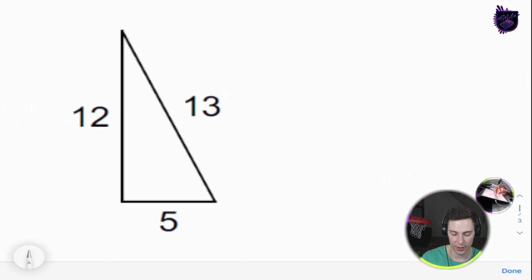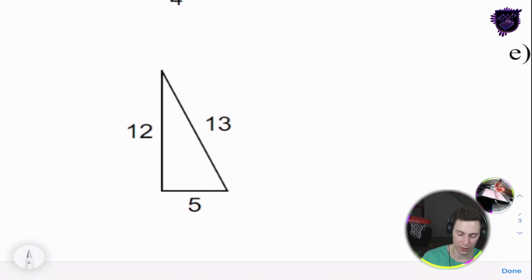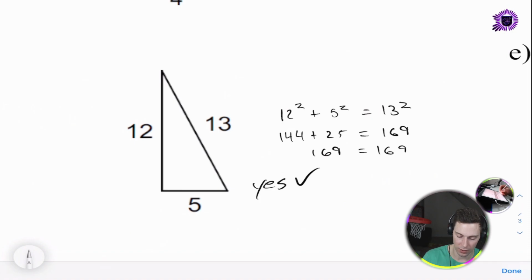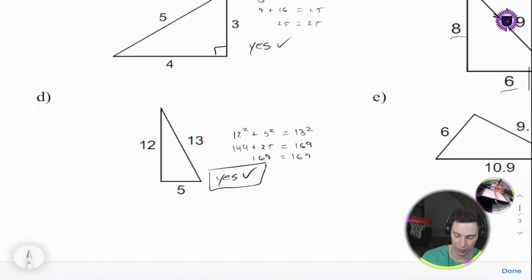5, 12, 13. I feel like this one is as well. So 12 squared plus 5 squared is equal to 13 squared. So it's 144 plus 25 equals 169. And that is in fact 169 is equal to 169. So yes, this is a right angle triangle.